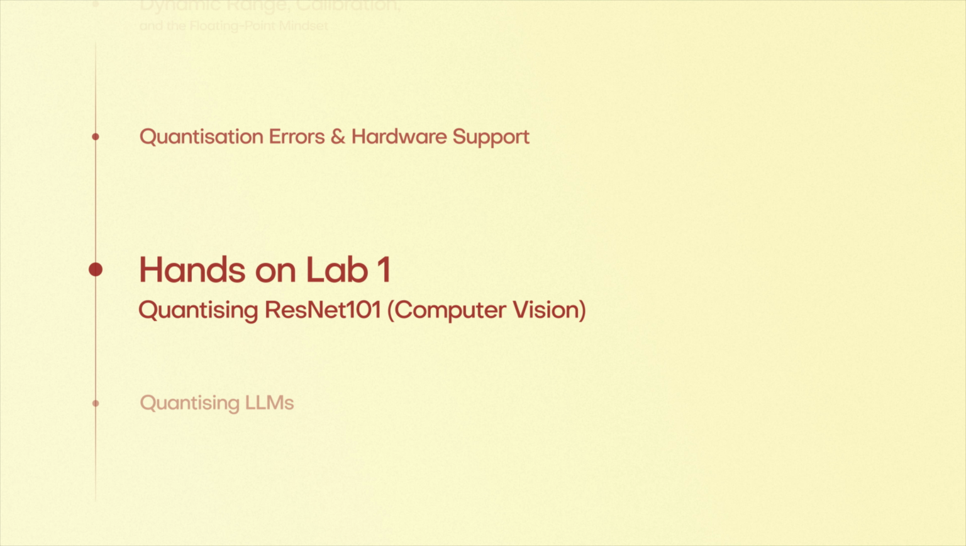So quantization isn't just about compressing models into neat little zip files. It's about adapting intelligence, making models nimble enough to run anywhere, on the cloud, on your phone, or inside a drone. And in the next section, we will get our hands dirty. We will quantize ResNet 101 for image classification, Llama 3.2 for text generation, all using open source tools and just a few lines of code. Ready? Let's dive in.